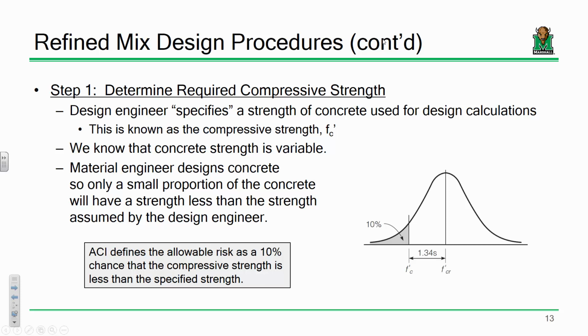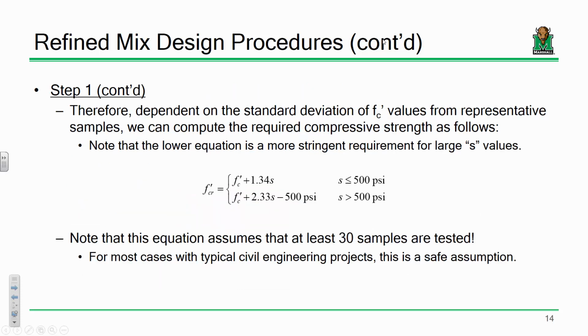So what we do for mix design procedures is we refer to ACI, which defines the allowable risk for a given mix: there's a 10% chance that the compressive strength is less than the target. Going off your z-scores from a normal distribution, that's 1.34 standard deviations away from the norm. So our required compressive strength in most cases is going to be our target, f'c, plus 1.34 standard deviations.